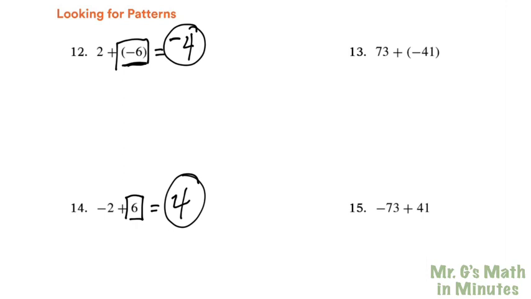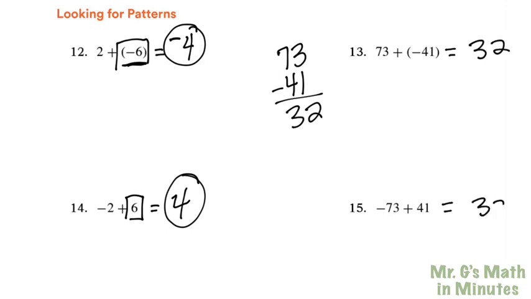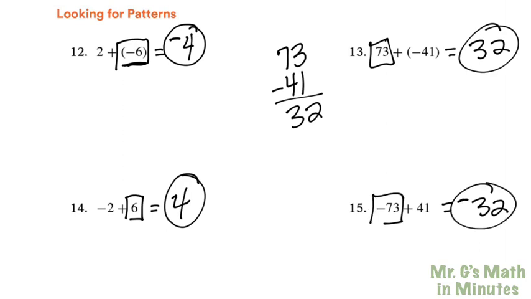For number 13, we've got opposite signs again. So this time we're not adding these numbers. We're going to go ahead and subtract them, because that's what our rule tells us to do. 3 minus 1 is 2. 7 minus 4 is 3. So our answer here is going to be 32. Our number down here is also going to be a 32. 73 is the bigger number, so our answer is going to stay positive. But right here, 73, our bigger number, is negative, so our answer is going to be negative.